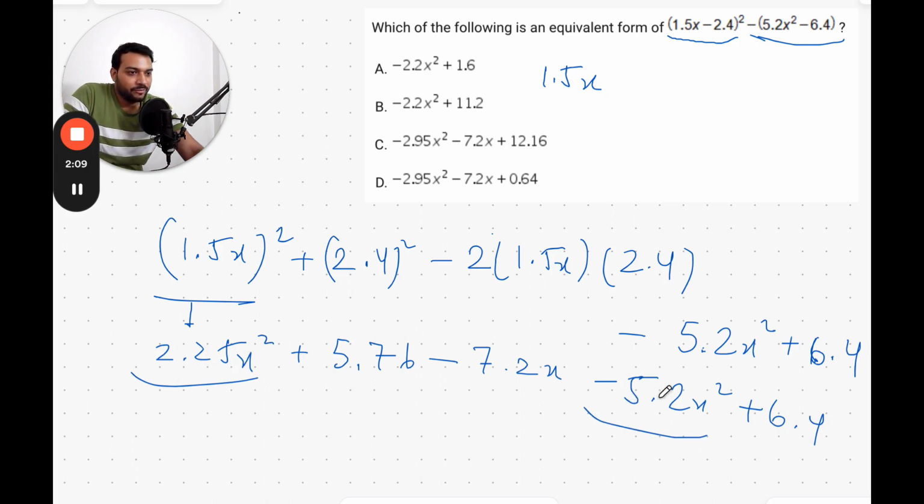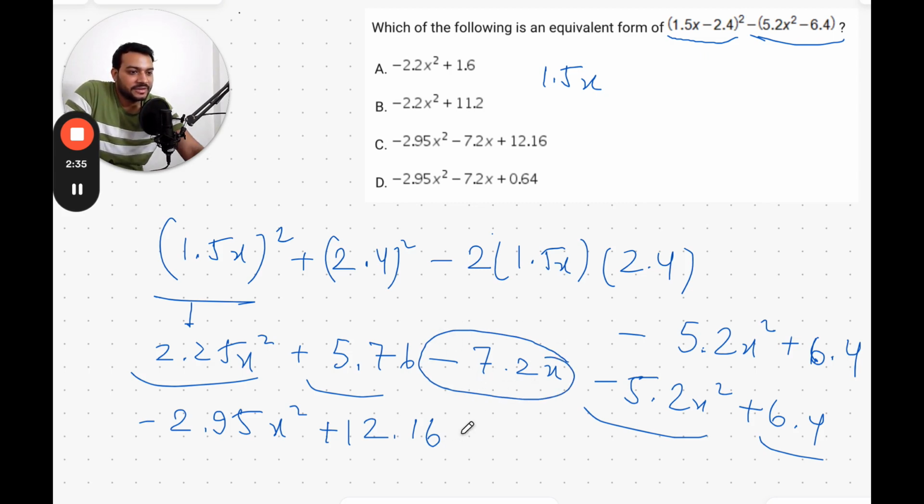2.25x² minus 5.2x², that is negative 2.95x². 5.76 plus 6.4 comes out to be 12.16. And then the 7.2x, there's no other term where the variable part is x, so it remains independent: minus 7.2x. This is our final expression. And let's look at the options. We can very clearly see option C is the correct one.